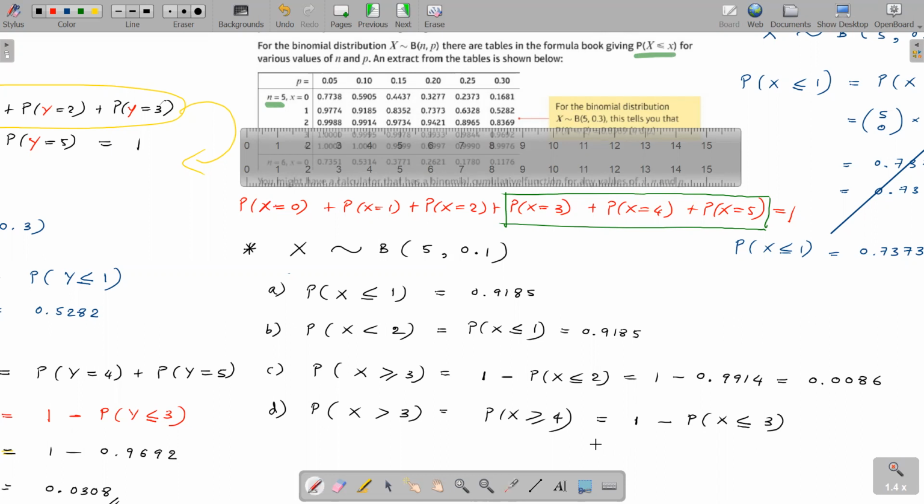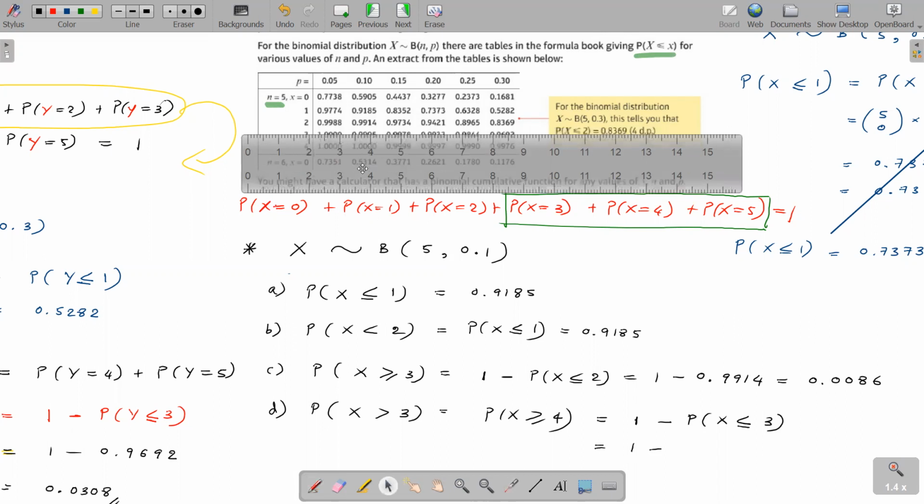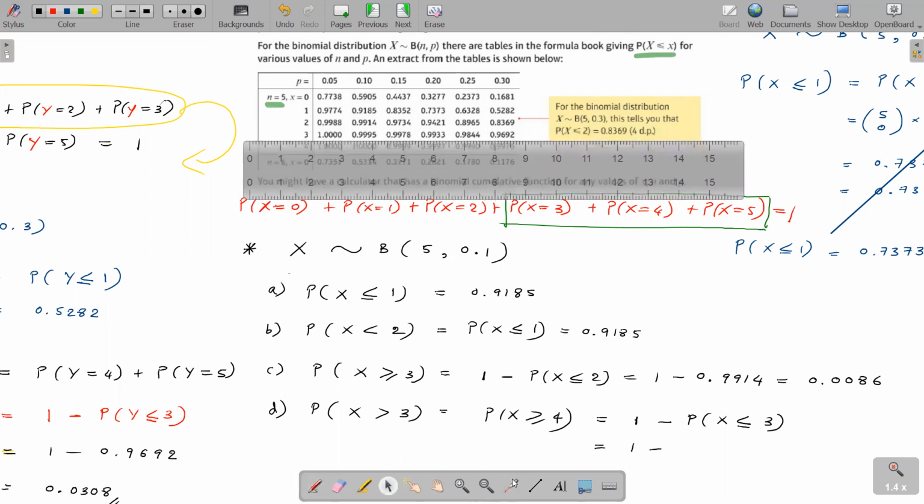Okay, so how do I get the answer? 1 minus x is less than or equal to 3. I'll have to move to the row x is less than or equal to 3. The probability of success is 0.1. What's the probability here under the column 0.1, where the x value is 3? The value is 0.9995. Guys, do you agree? So how much is the answer?